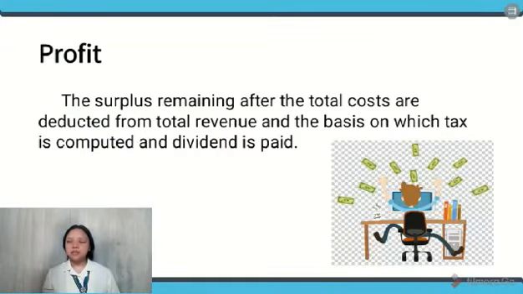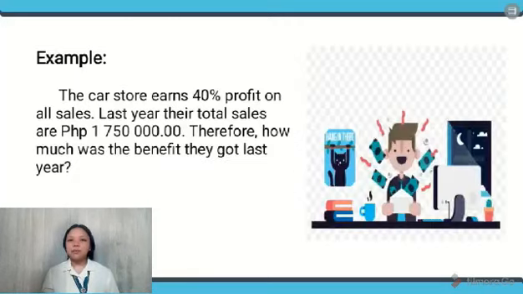The last one is profit. Profit is the surplus remaining after the total costs are deducted from the total revenue, and the basis on which tax is computed and dividend is paid, or simply, it is the financial gain or the net income. For example, the car store earns 40% profit on all sales. Last year, their total sales are 1,750,000 pesos. Therefore, how much was the benefit they got last year?